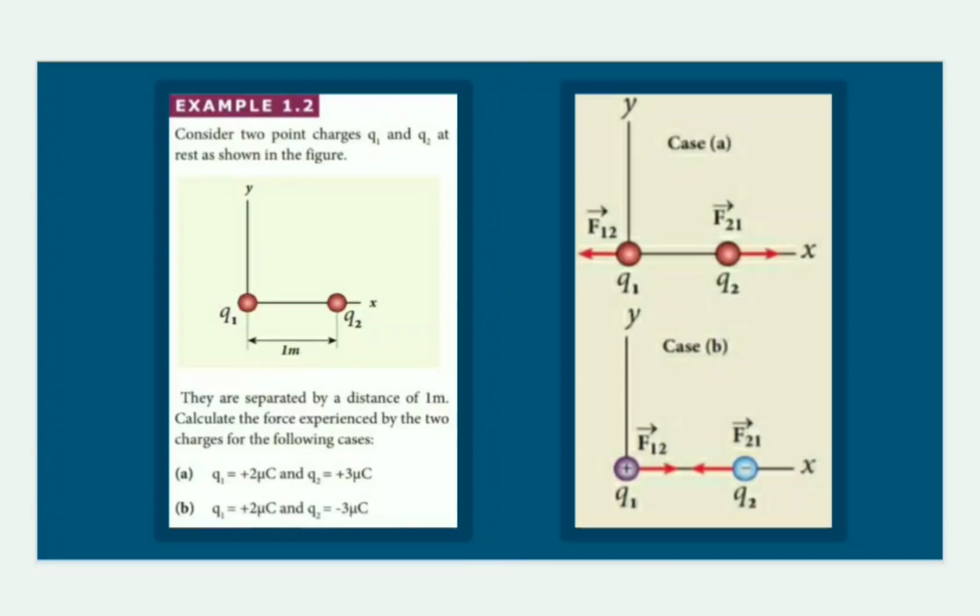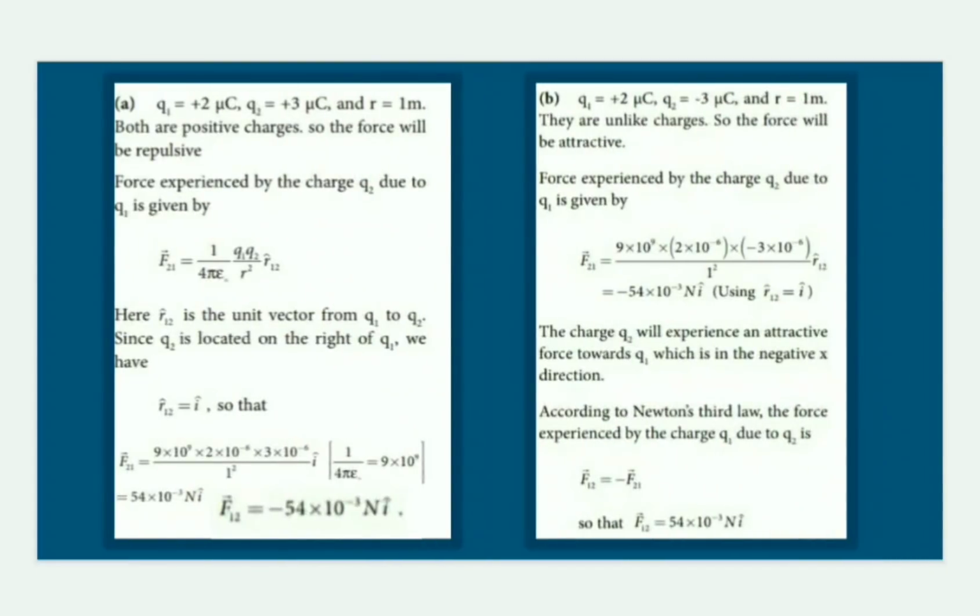So look into the first one. F21, that is the force experienced by the second charge because of the first charge, will be acting towards the right, that is along the positive x-axis, while F12 will be acting along the negative x-axis. In the second case, F21 will be acting along the negative x-axis and F12 will be acting along the positive x-axis. So now look into the first one. How will you write the formula for F21? It is 1 by 4 pi epsilon, q1 q2 by r square, r12 cap. While you are writing about the magnitude, no need to bother about the direction.